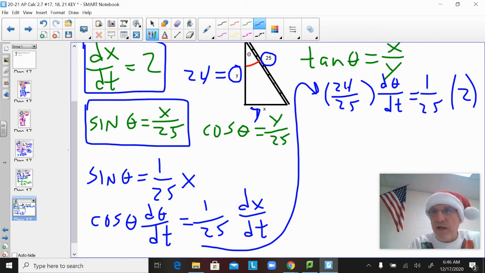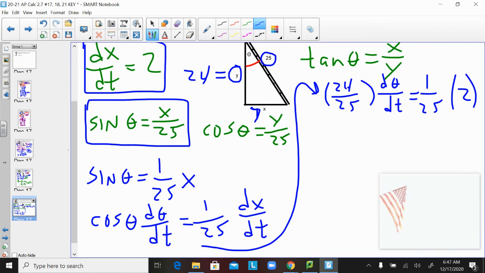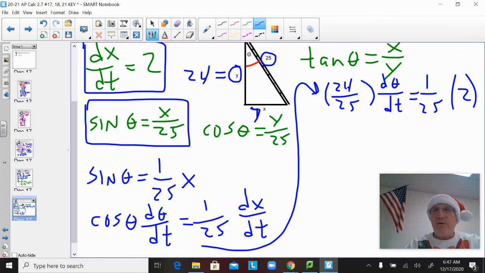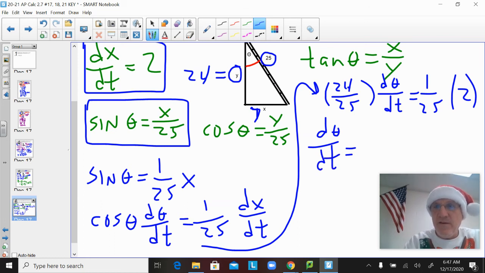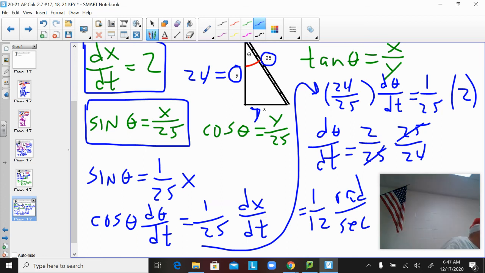And now I can multiply both sides by, nope, that's a lie. Hold on, fine. I said the wrong fraction, then the lights went out. I'm going to multiply both sides by 25 over 24, since I'm solving for d theta dt. This becomes 2 over 25 times 25 over 24, which reduces to 1/12, and that is radians per second. So there is that example.